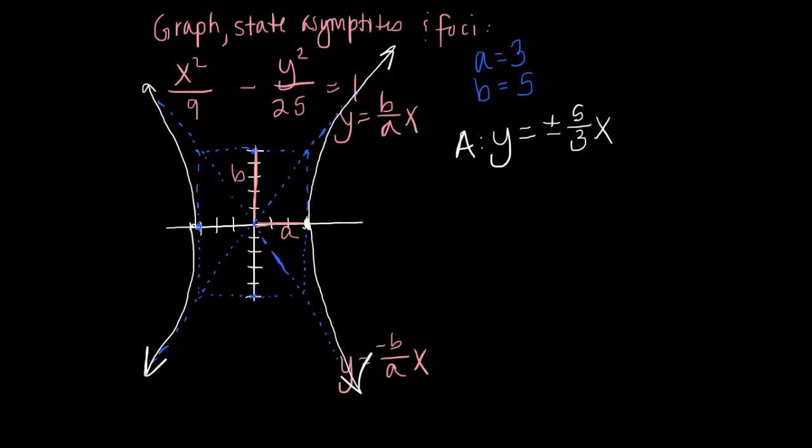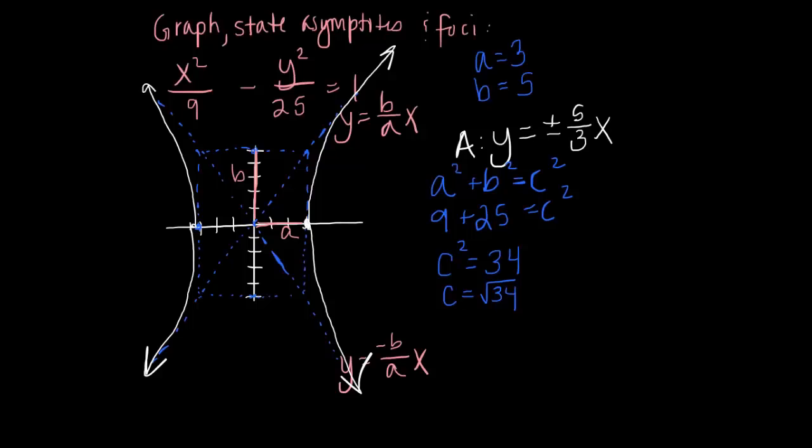But don't forget that a squared plus b squared equals c squared. So in this case, a squared plus b squared is 9 plus 25, which is c squared. So c squared equals, what is that, 34? So c is the square root of 34. Now remember from our previous page that c is the distance from the center to the focus, not from the vertex to the focus, from the center to the focus.